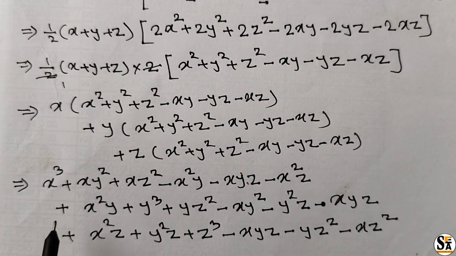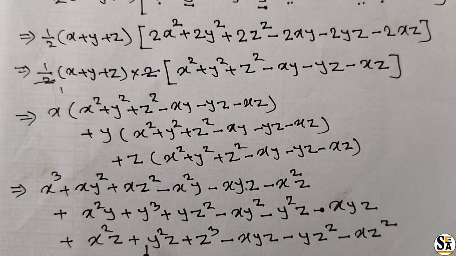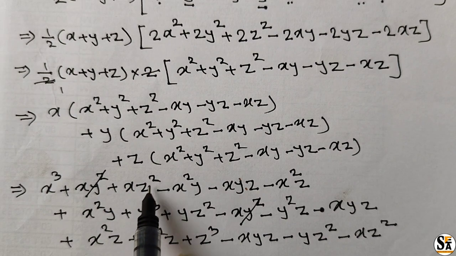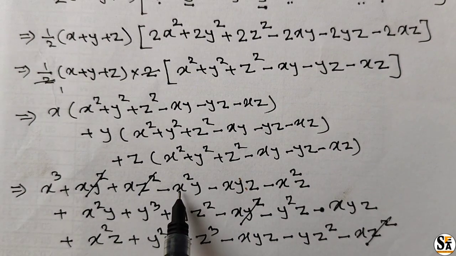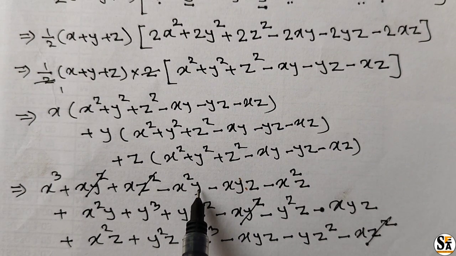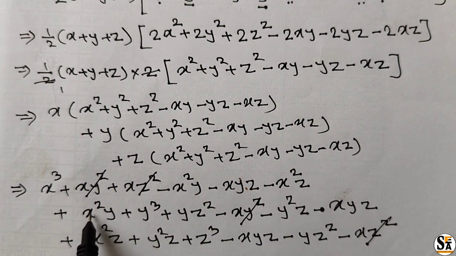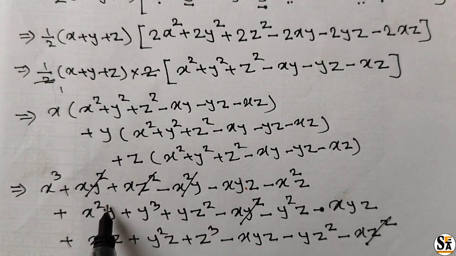So now we have to find the similar terms. Now let's cancel the possible terms. See here, here is xy square, and here is minus xy square, here is plus and here is minus, so this term will get cancelled. Now see here, xz square plus, and here is minus xz square, so this term will also get cancelled. Similarly, observe where is x square y. Here is minus x square y, here is plus x square y, so this term will get cancelled.